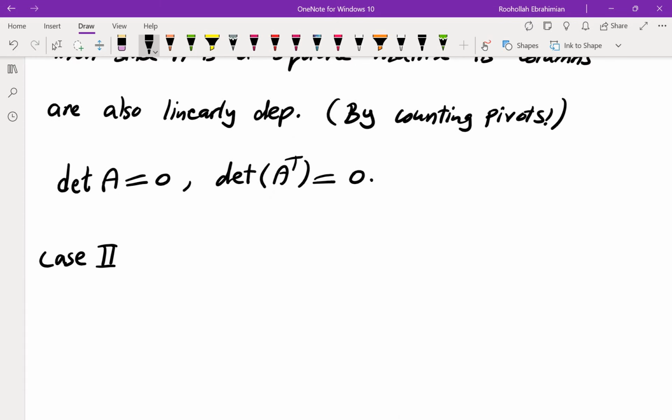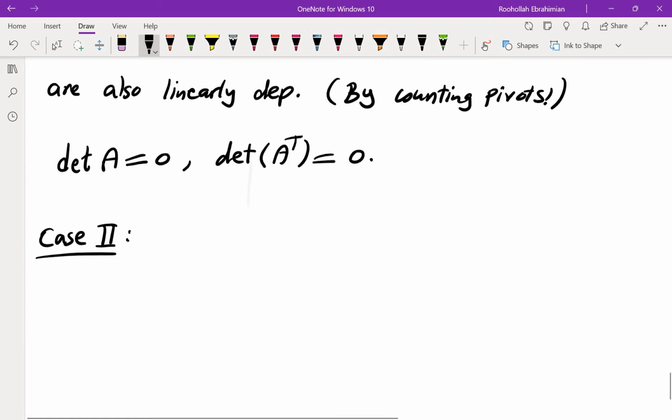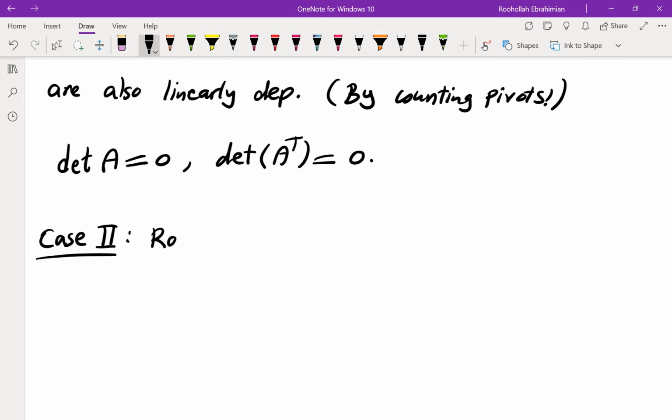So that's the case where rows are linearly dependent. Now let's assume that rows are linearly independent. So we're going to do a similar strategy. So rows of A are linearly independent.